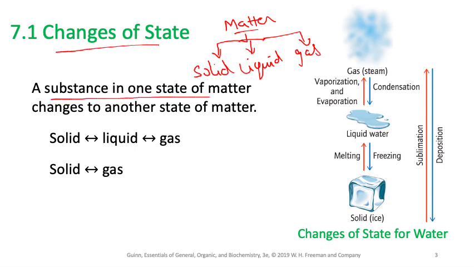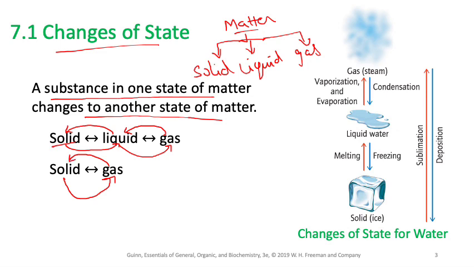So a substance in one state of matter changing into another state of matter. For example, solid can convert into a liquid, liquid can convert into a gas, and vice versa. They can go backward. Gas can be converted into a liquid and liquid can be converted back into a solid. And there is one more change that can happen, where solid can directly convert into a gas without the liquid in between, or a gas can directly convert into a solid, right, without going through a liquid phase or state.